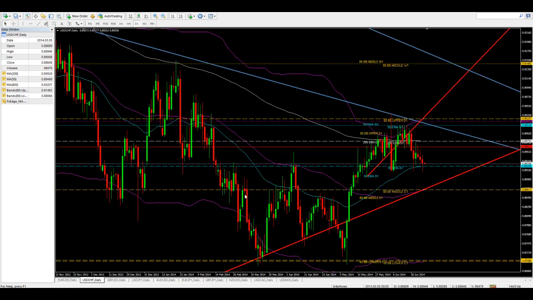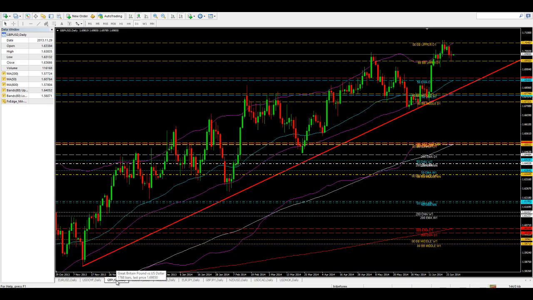The dollar Swiss, very same thing. Actually, this one's clearer. I'm going to be looking for a buy, but I'm looking for that buy at 89.20. Okay, so buy at 89.20.